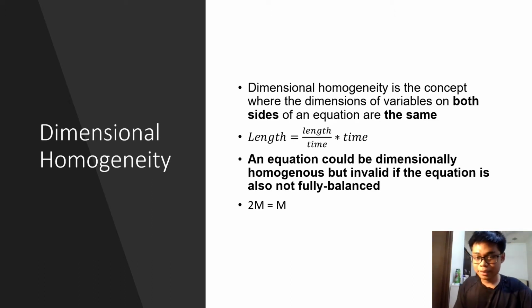An equation could be dimensionally homogeneous but invalid if the equation is not fully balanced. For example, let's say we have 2m equals to m. Even if we cancel m on each side, we will get 2 equals to 1. So mathematically that is wrong. So our equation is invalid, even though it is dimensionally homogeneous.